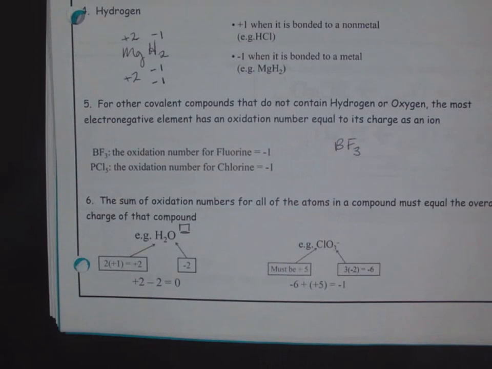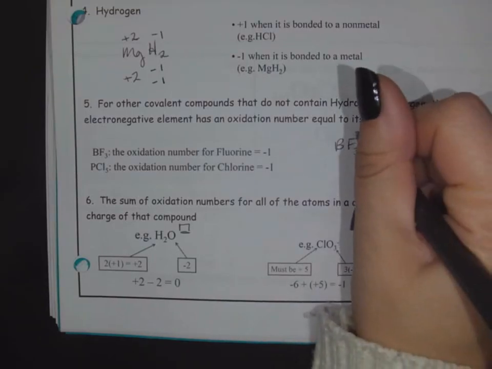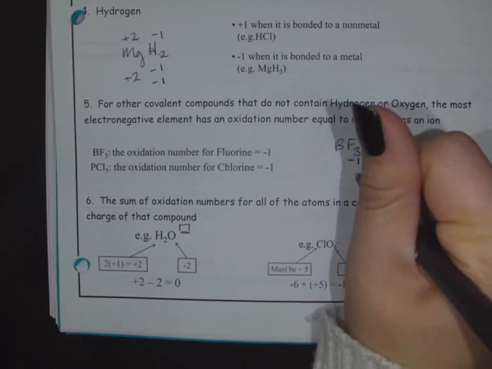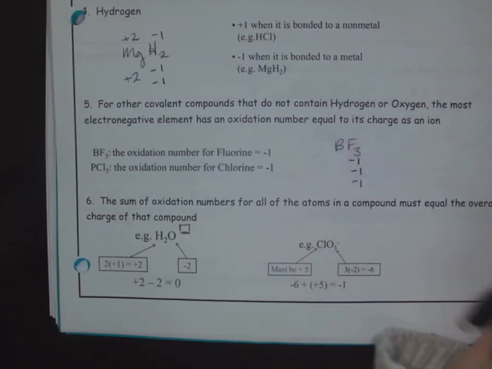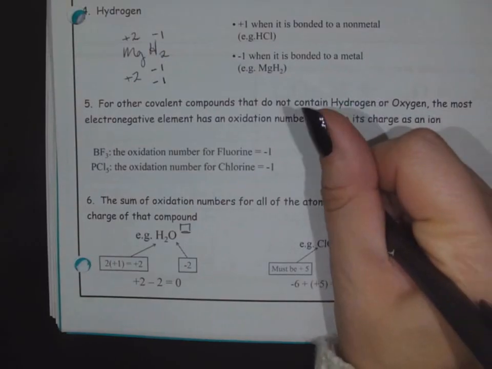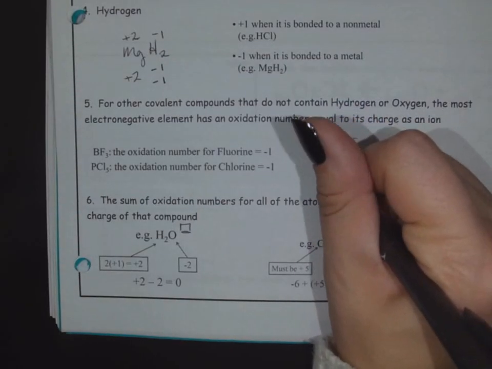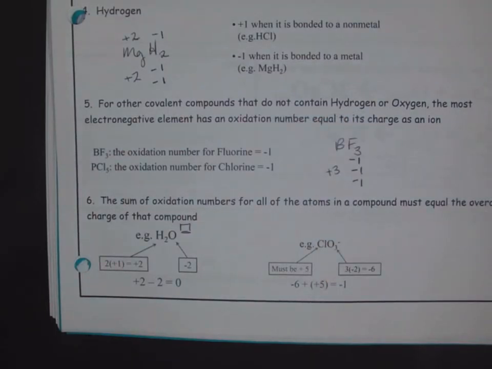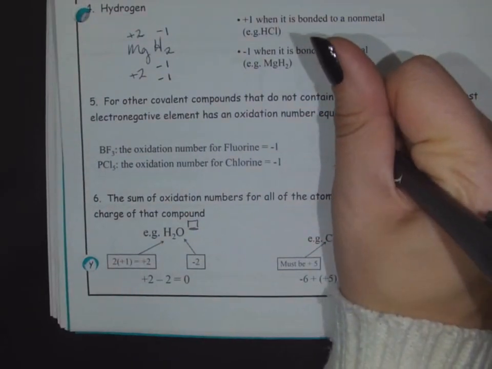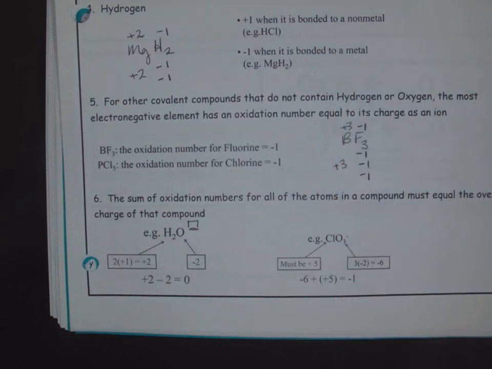BF3. Okay, so fluorine is more electronegative than boron. And when fluorine is an ion, it's not an ion here, but when it is an ion, it's in group 17 and it has a -1 charge. Okay, and so that would mean that the oxidation number for each of those fluorines is -1. In order for the whole thing to be neutral, then boron must have an oxidation number of +3. So then our oxidation numbers would be +3 and -1.